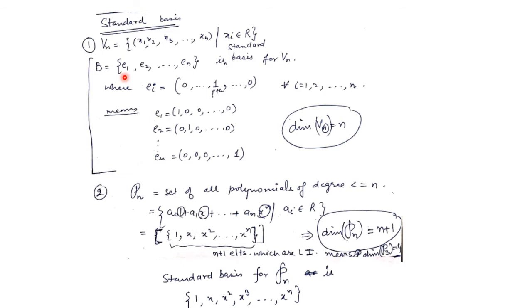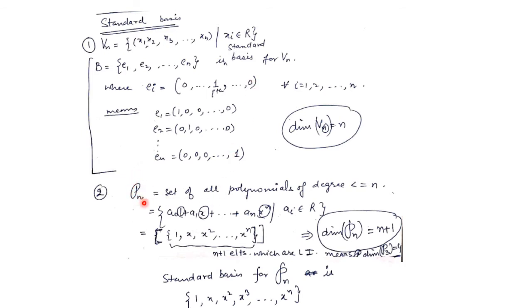This set has n elements and all these are LI, therefore this will become the basis for Vn. So this is the standard basis for Vn, which has the elements E1, E2, up to En, where Ei is the element containing 1 at the ith place and all other entries are 0.